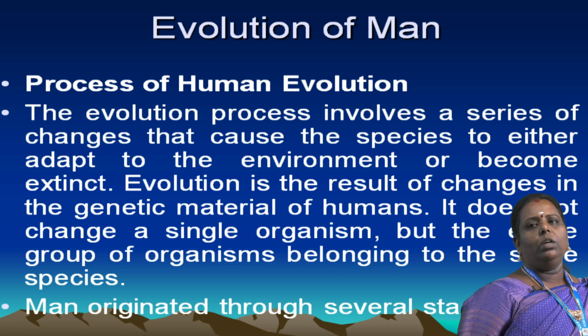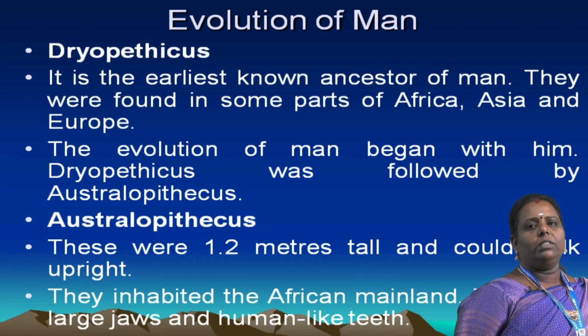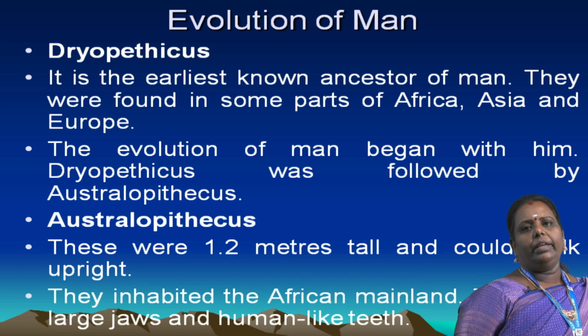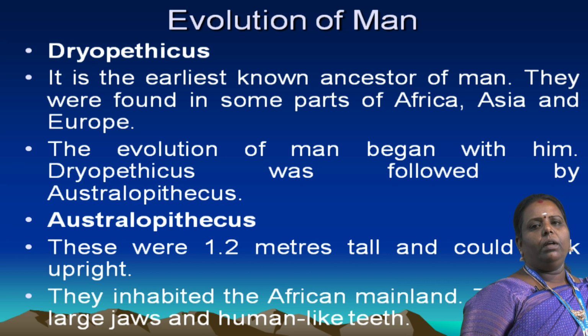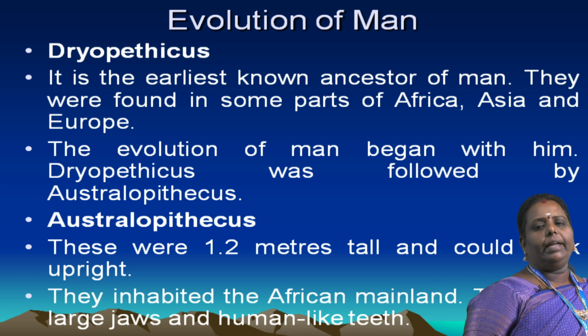Already I told you, we have to explain in the return. It is the Dryopithecus, the first man, the earliest ancestor of man. They were found in some parts of Africa, Asia and Europe. Normally, the evolution of man began with him. The Dryopithecus was followed by the Australopithecus. These Australopithecus were 1.2 meters tall and could walk upright. They inhabited the African mainland. They had a large jaw and human-like teeth also.